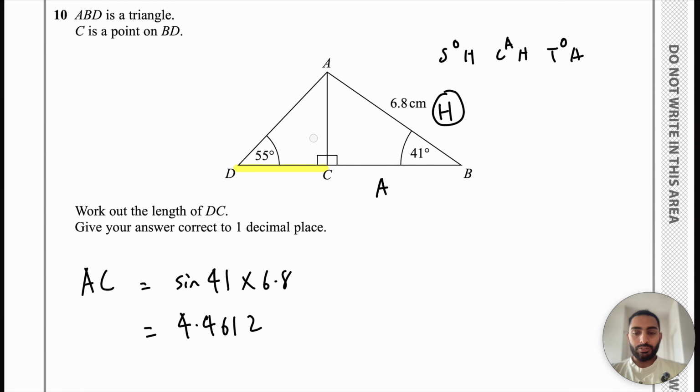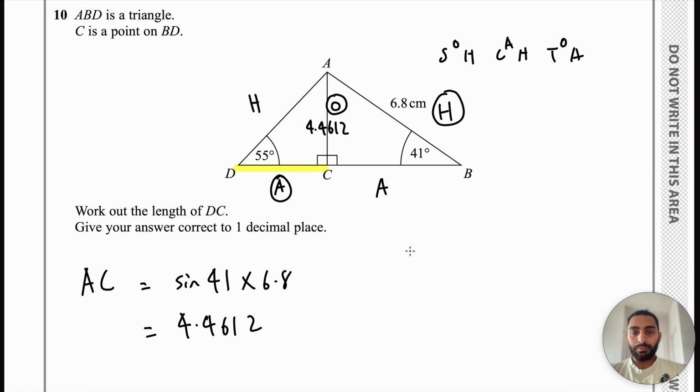So this side here that I've just found, I'm going to rewrite it as 4.4612, and I'm going to do the same steps with this. I have one of the sides and I have one of the angles, and I'm trying to find this side. The side opposite to the right angle is the hypotenuse, the side opposite to the angle is the opposite, and the side that's remaining, the side that we're trying to find, is the adjacent. So this time we're looking for A and O.